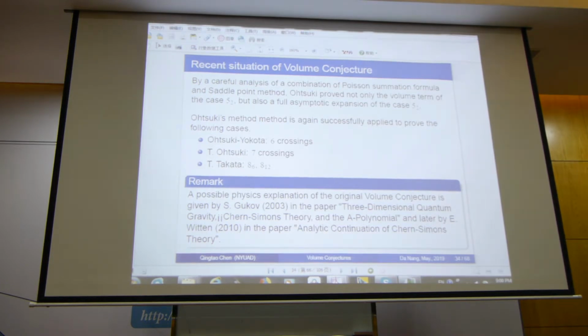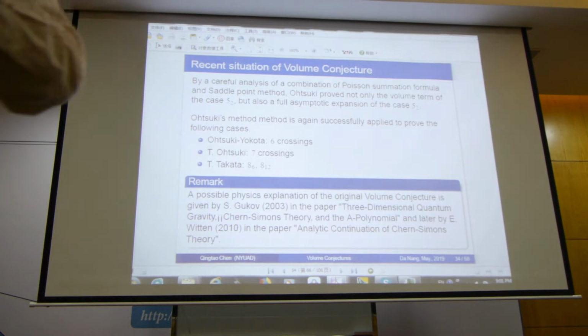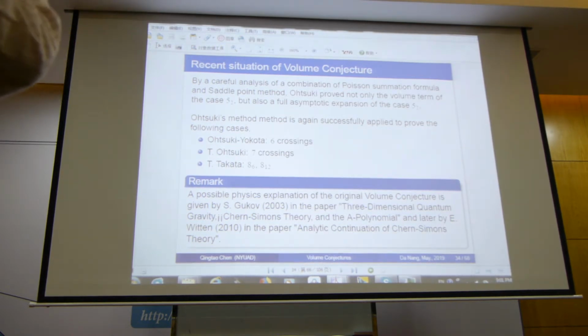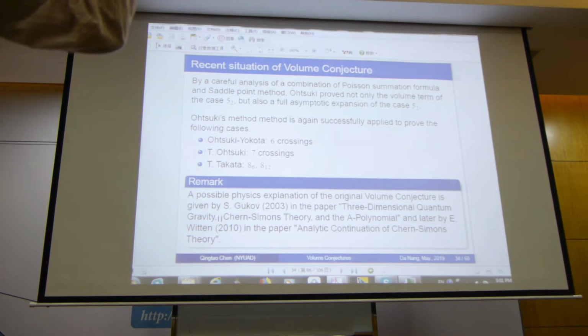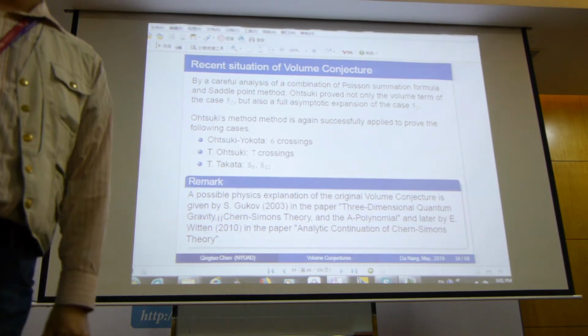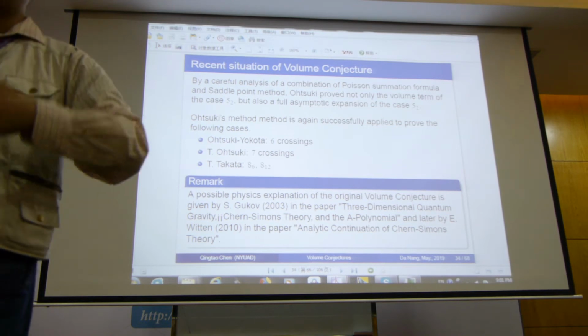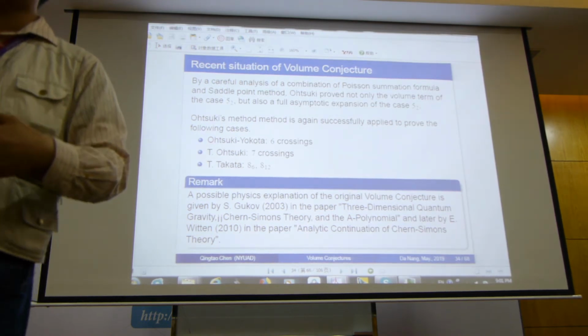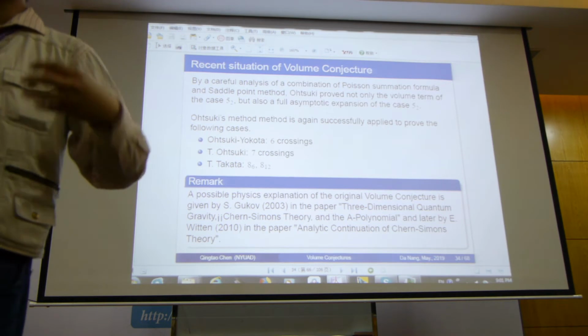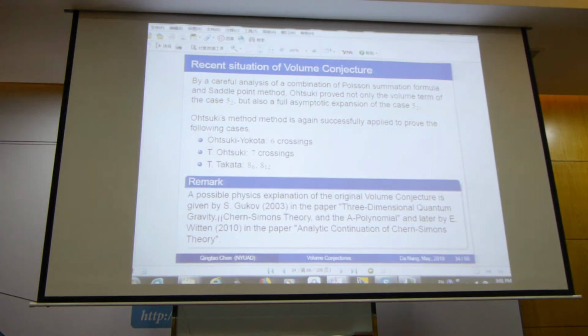Actually, some quantum topologists question the saddle point method. They think it's not rigorous. Actually, this is rigorous. This method was applied by Riemann 150 years ago, but currently only physicists use this method without checking any conditions. But Ohtsuki checked all the conditions required by the saddle point method, so this method is rigorous. But you need to check a lot of conditions instead of directly applying the method. The physicists directly apply the method, so maybe it's not that rigorous in the view of mathematicians.